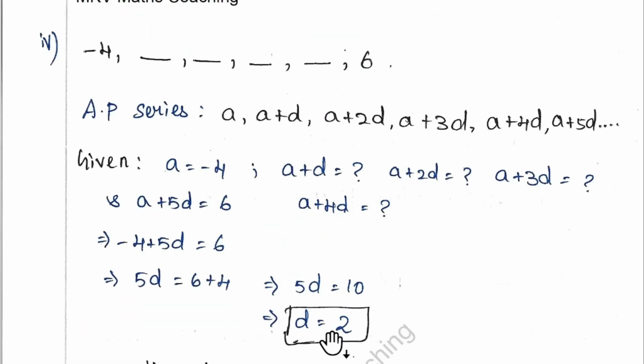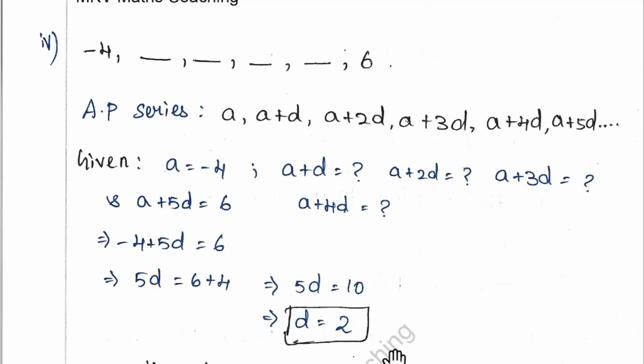Okay. So when you come to the fourth problem, they have given the A value as minus 4, and you have 4 missing terms and you get 6 in the last. So A plus D, A plus 2D, A plus 3D, A plus 4D are missing, and A plus 5D is given, right? Once you know A plus 5D is 6, you can substitute the A value here: minus 4 plus 5D is equal to 6. So 5D you keep as it is, minus 4 I'm sending that side. So the D value will be 2, right?